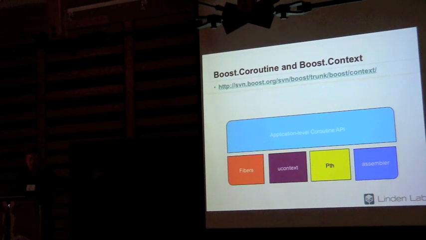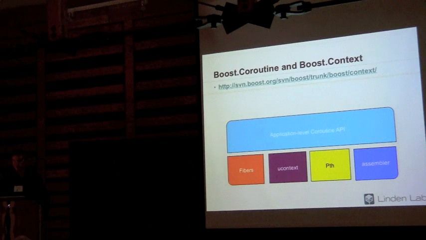But Giovanni's library is not our only way forward. Oliver Kowalki's Boost context library was reviewed and approved. It's now in the Boost trunk, though it hasn't yet made it to a Boost release. Context is a lower level library, a foundation on which you would build a library such as coroutine.